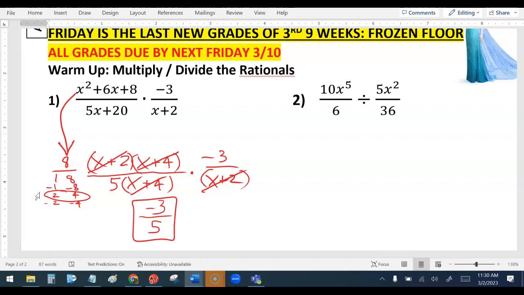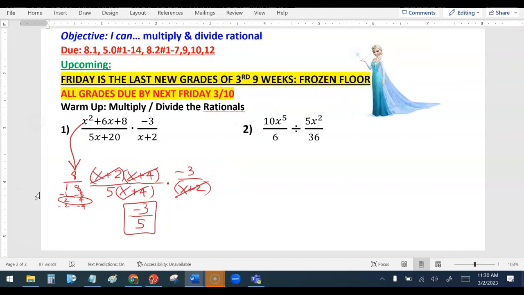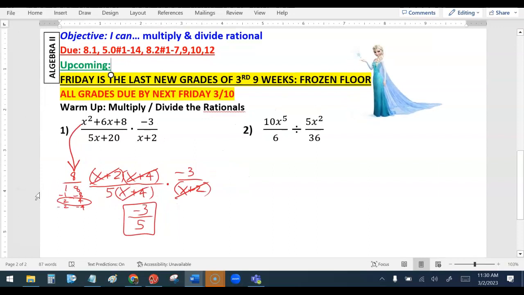Now, could you do that? Because there's one similar to this on your assignment, which is 8.2, 1 through 7, 9, 10, and 12 from yesterday, right? Okay, what about number 2? Ready?